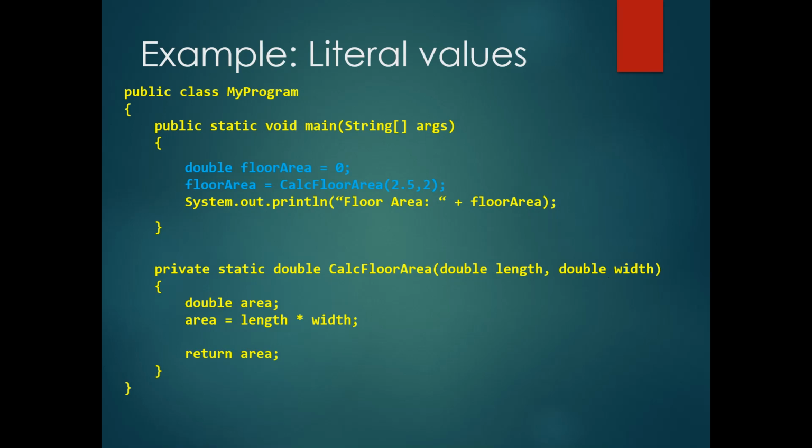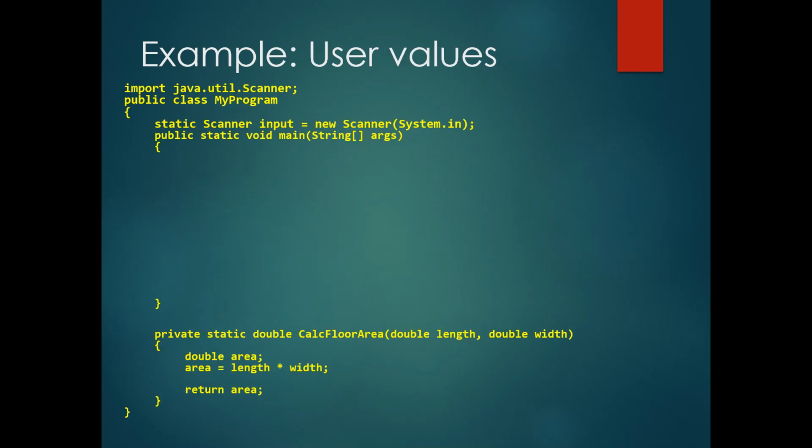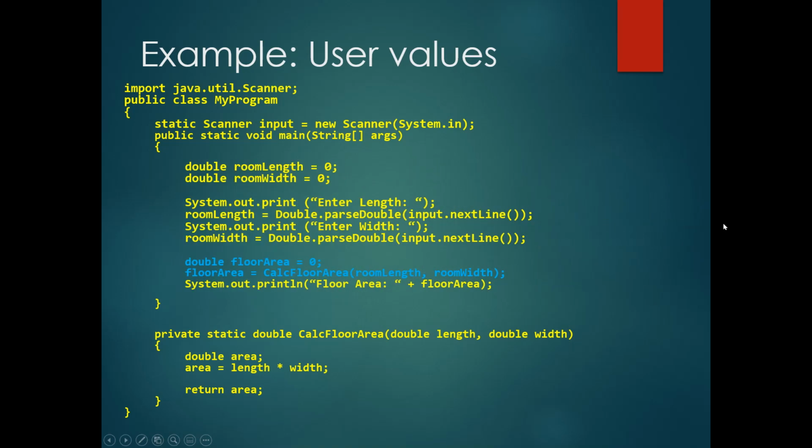Lots going on there. So let's take a look at this big guy. This is the exact same thing, but this time we're getting the data from the user. So just like I did last time, I created a couple variables. I have room length and room width, and these are going to maintain the data that we get from the user. So the user gets to decide what the length and width of the room is. I've created a floor area variable.